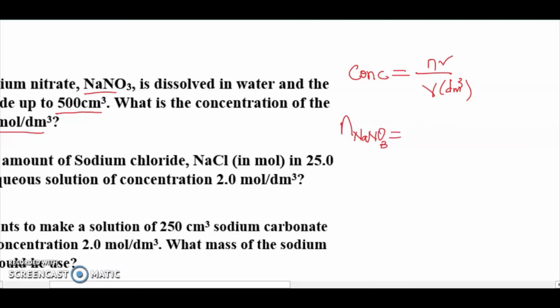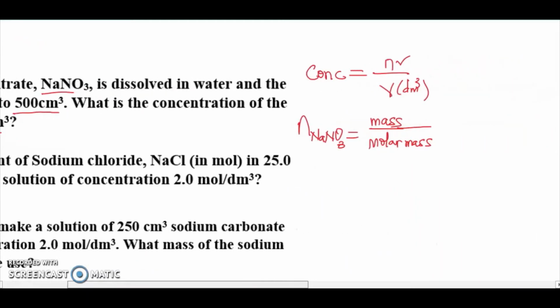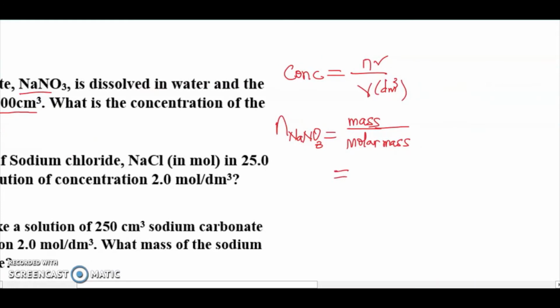We know that number of moles is equal to mass divided by the molar mass. Very important. Do not forget. Number of moles is equal to mass divided by molar mass. So what is the mass we're given in the question? If we look at it, we've been given 0.38 grams. That's the mass. Now, what is the molar mass of sodium nitrate?